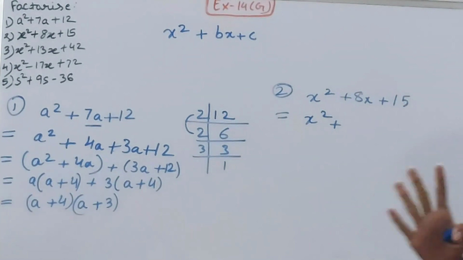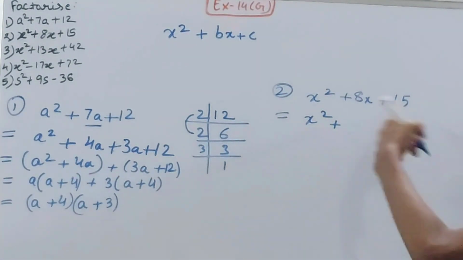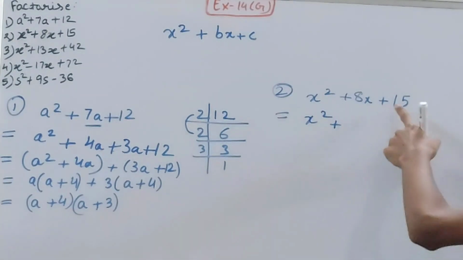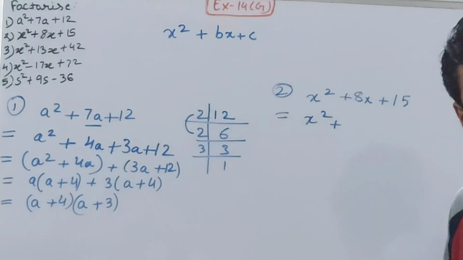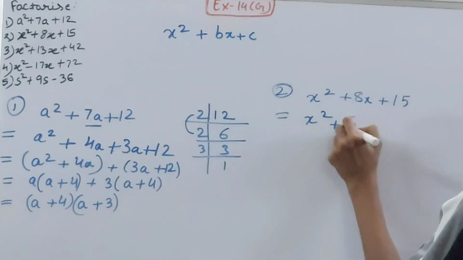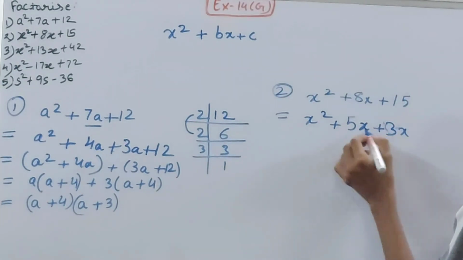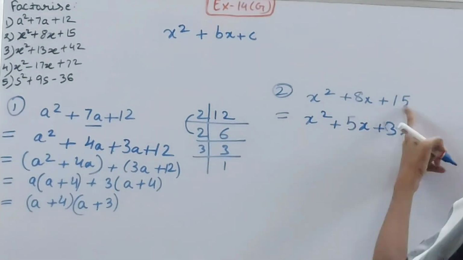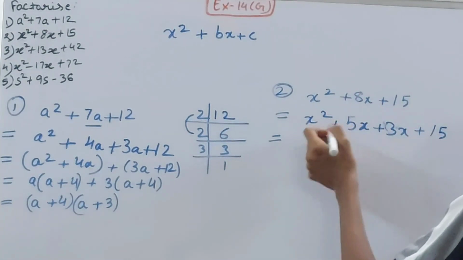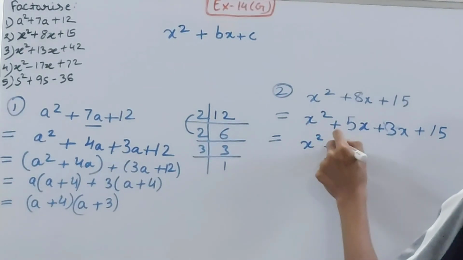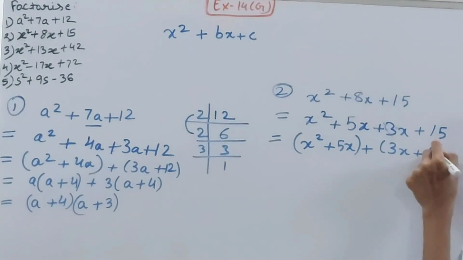So what factors of 15 are there that we can take for this question? So think carefully. 15 goes 1 times by 15, so that is not going to work. 15 and 1 will not give me 8. Then what else can we take? 5 and 3 we can take, because 5x plus 3x is 8x, and 5 into 3 is 15. Now copy the rest of the question down. This also you can do with the prime factorization. Now take x square plus 5x in one group and 3x plus 15 in another group.